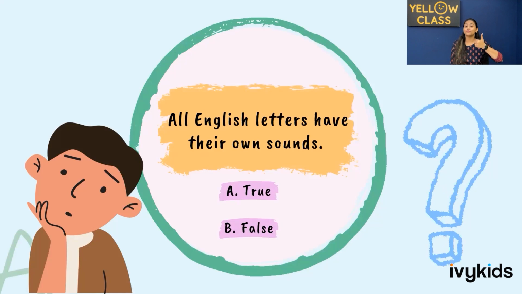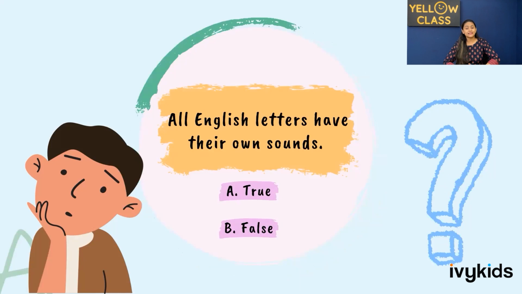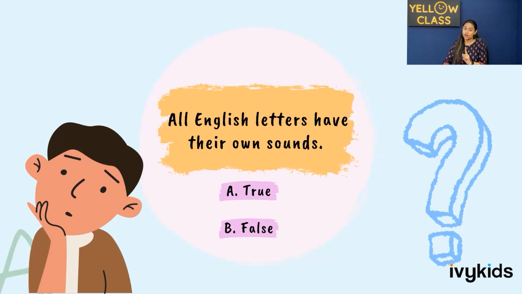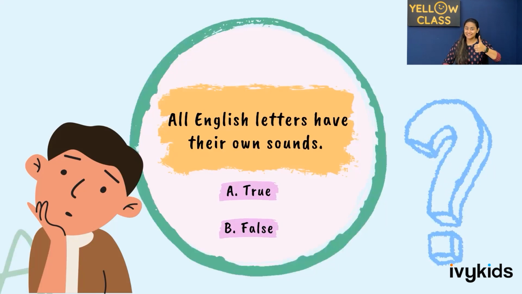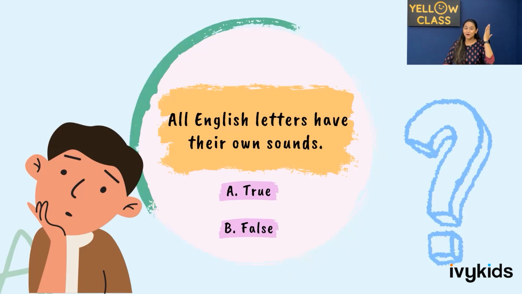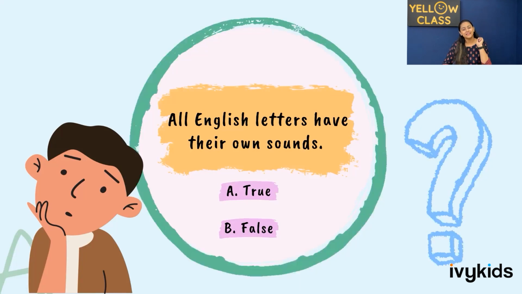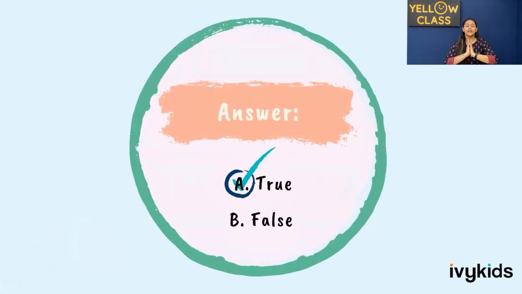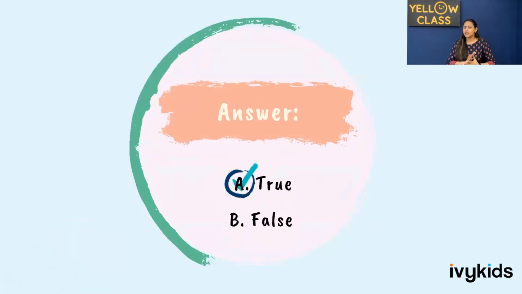Means, if I talk about letter D, or letter H or letter W, I'm saying that all letters of the English alphabet have their own sounds. Now you have to tell me whether it is right or wrong. So if you think it's right, yes, then go for true. If you think no, all the English letters do not have their own sounds, then go for the false option. Hurry up kids. So the answer is here on the screen right now. So yes, it is true to say that all English letters have their own sound.